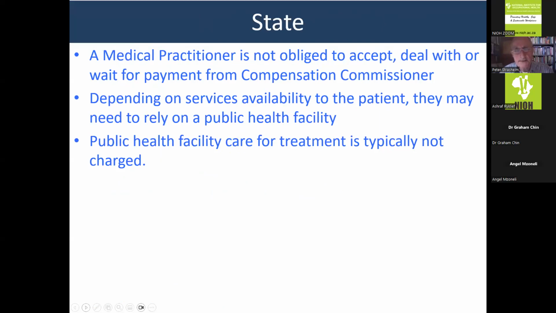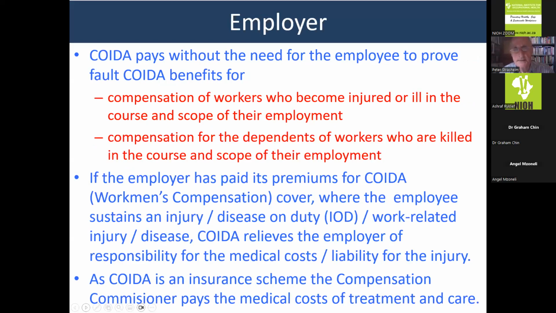The state is the provider. Many employees don't know that they can get cover from the state if there is no medical scheme and there is no COIDA claim. You can go and get cover from the state. A medical practitioner, however, isn't obliged to accept a COIDA claim, but the employee should be referred for state care if there is no other care for them. Next slide is the employer. The employer pays without the employee for COIDA benefits.